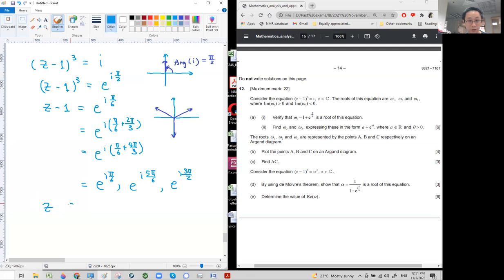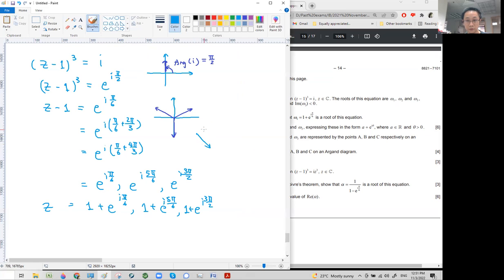Therefore, z will just equal 1 plus each of them. 1 plus e to the i 3 pi over 2. And then to plot them on the Argand diagram, all I need to do is to shift everything one real unit.